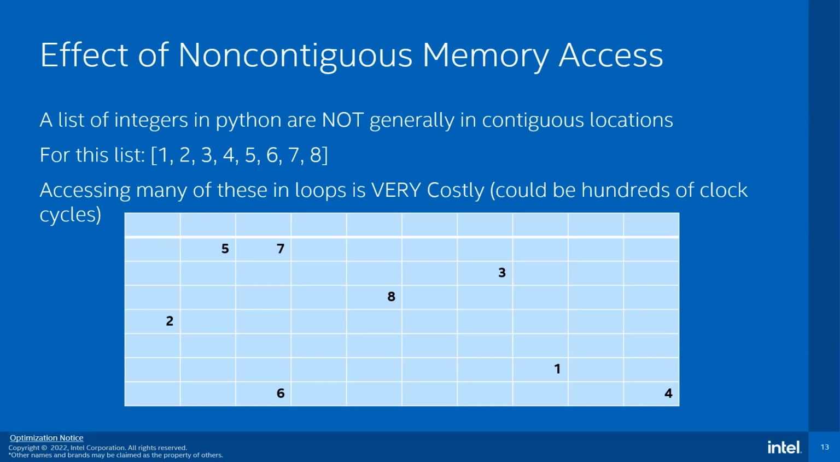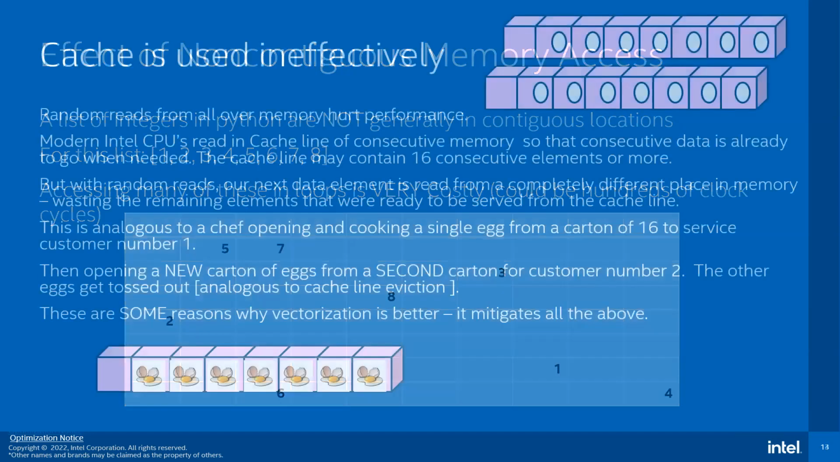So you get a list with elements 1 through 8 in it, and they could be spread out in memory all like this. This turns out to be very, very costly. It could be hundreds of clock cycles every time you try to access one of these things. For small trip counts, 10 or 100, maybe it doesn't matter. But for large nested loops where you're doing number crunching, and a lot of our data science projects are like that, you pay a significant tax.